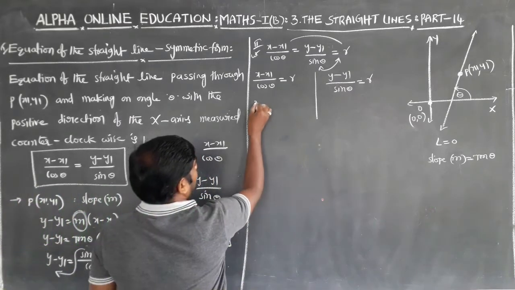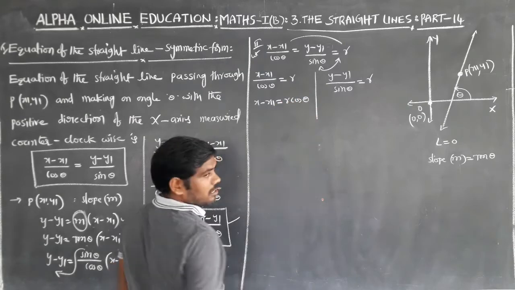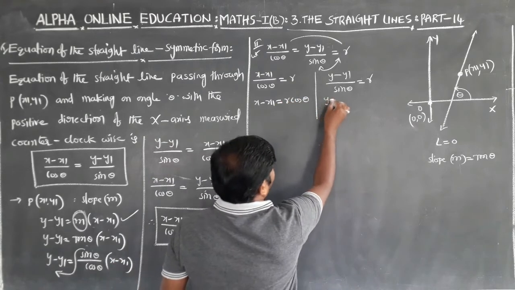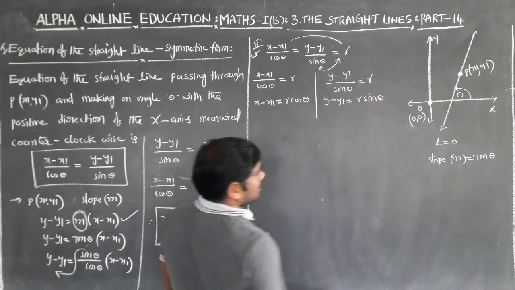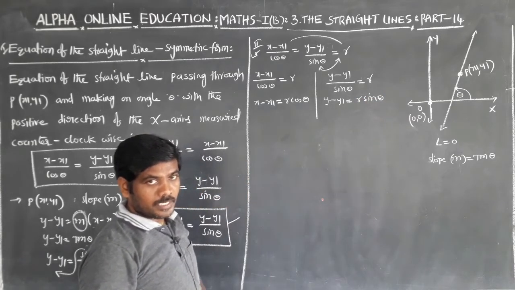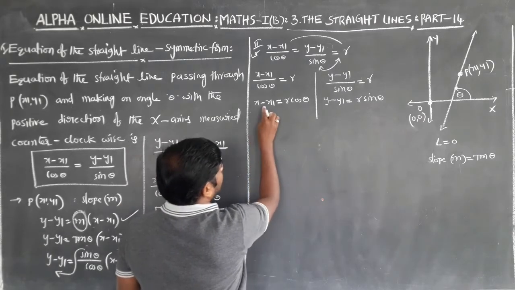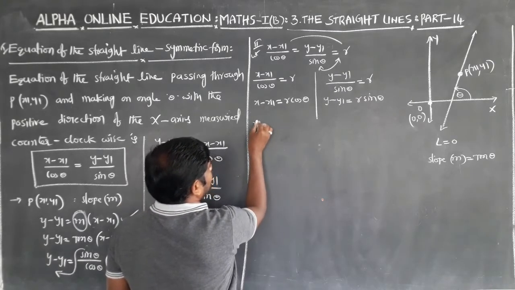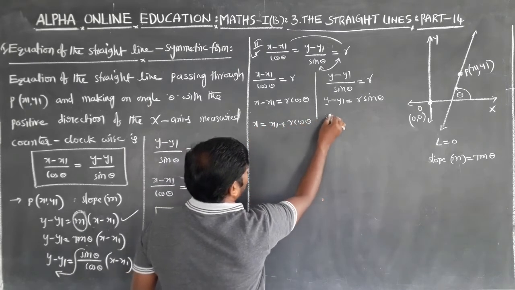Taking cos theta to the right side, x minus x1 is equal to R cos theta. Again, y minus y1 is equal to R sin theta. Here taking x1 to the right side, x is equal to x1 plus R cos theta.